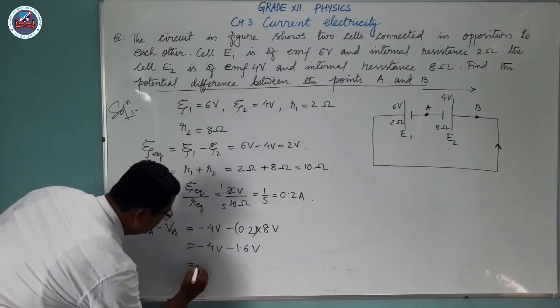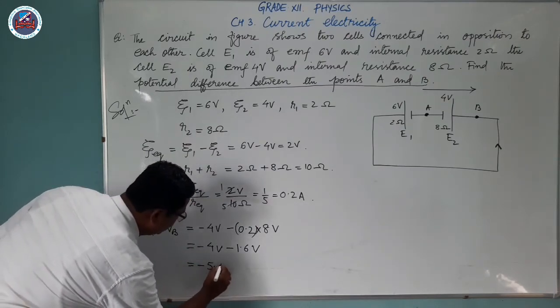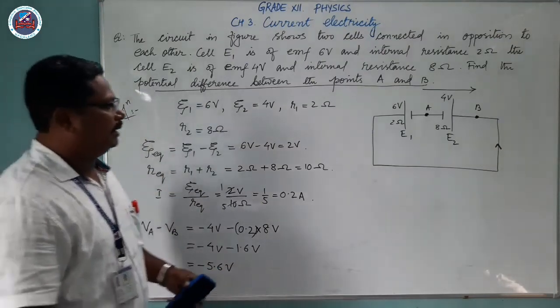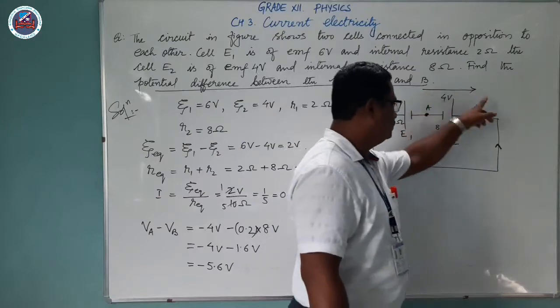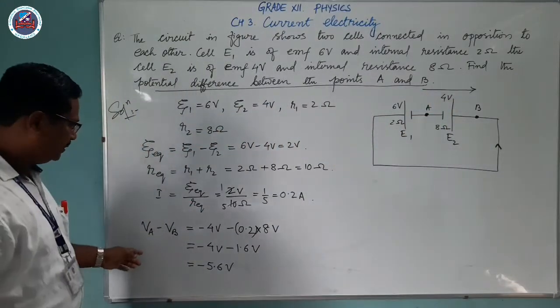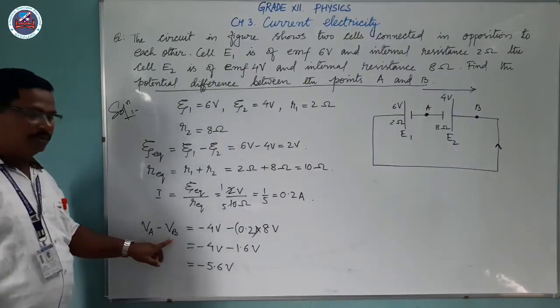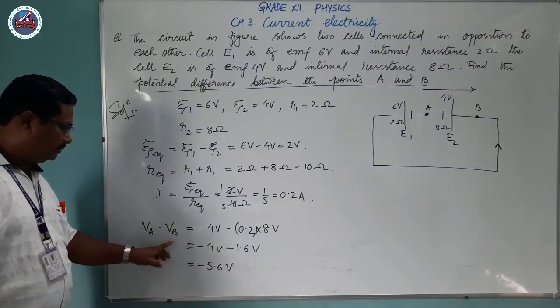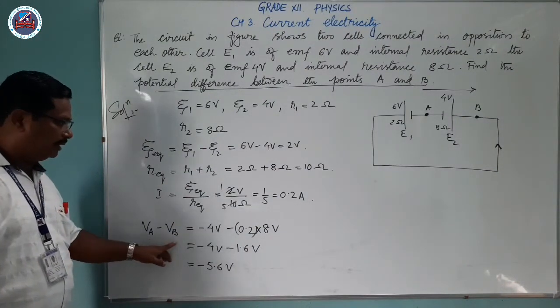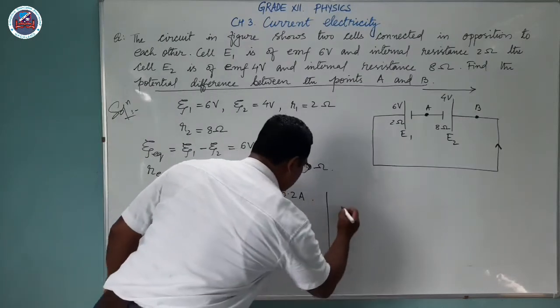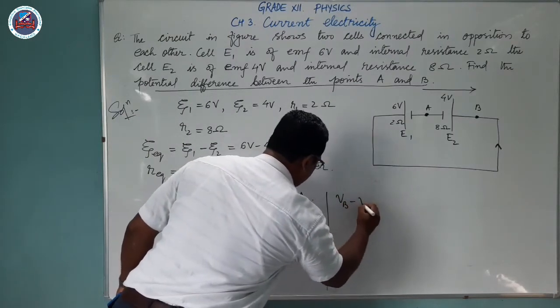You will get minus 5.6 volt. So the potential difference between A to B, we got minus 5.6 volt. This shows that B is at a higher potential than A. You can keep it like this. The potential difference from A to B is minus 5.6 volt, or you can write VB minus VA.